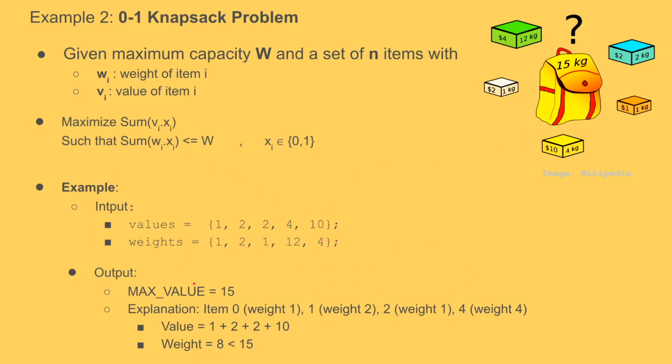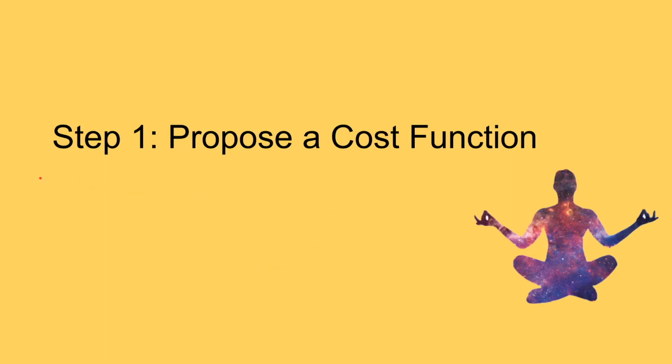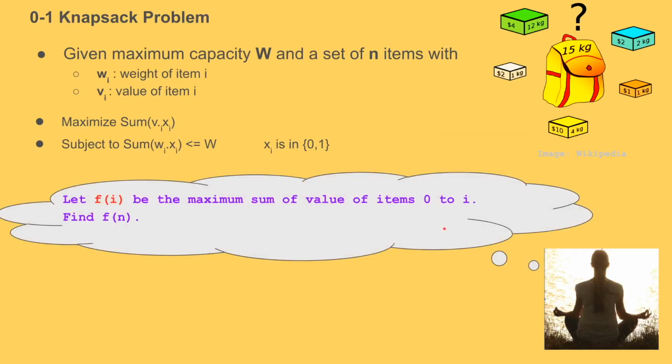How do we solve this in general case? Again, as I mentioned, the first step of any dynamic programming problem is to propose a cost function. A very common suggestion is usually playing with your inputs. In this case, we have two arrays, and usually using the index of an array can work. So basically, we can define a function and say f of i is the maximum sum of values of items 0 to i. Basically, that means if I include items 0 to i, what would be the maximum sum of values?